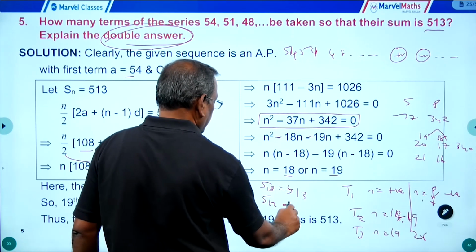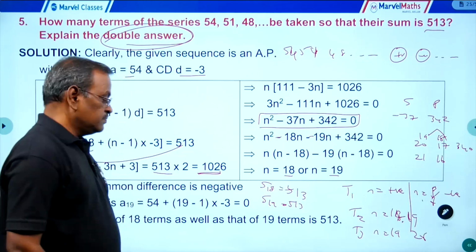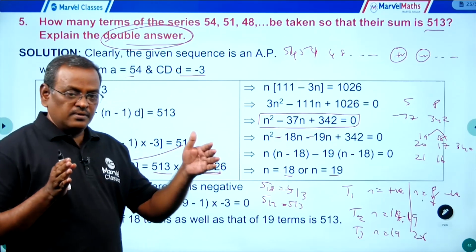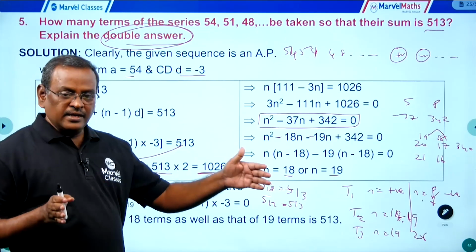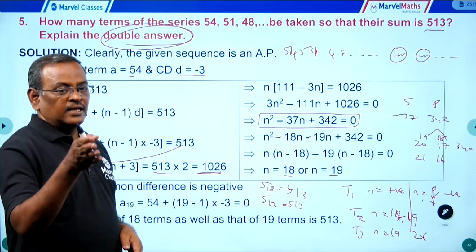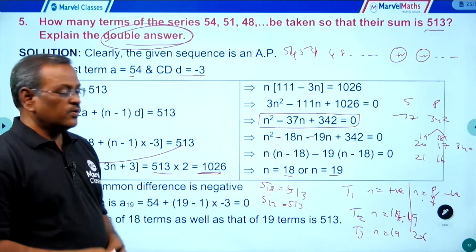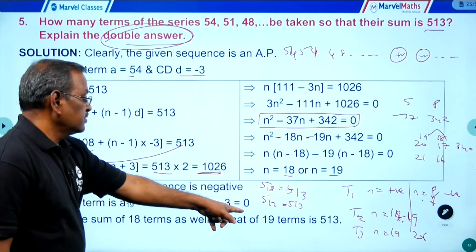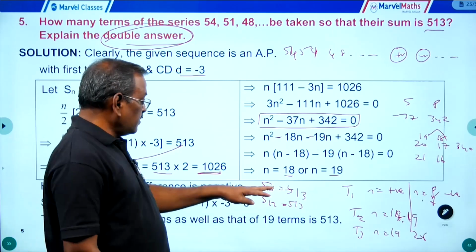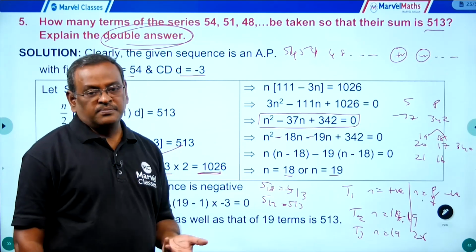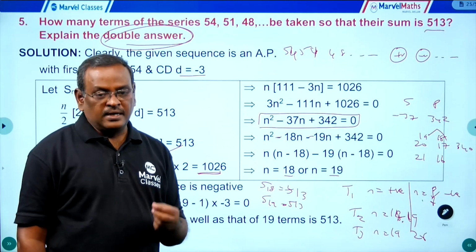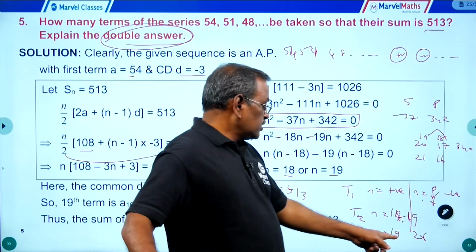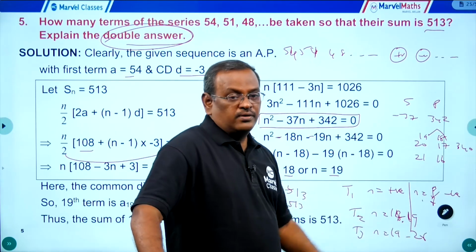S19 is also 513. The reason is, if you add 18 terms you get 513, and if you add 19 terms that is also 513, which means the 19th term is nothing but 0. So the 19th term a19 equals 0. That is the reason the sums of the two series are the same: the last number added is 0. And one more tough concept is that both are not consecutive numbers. You have to explain that.